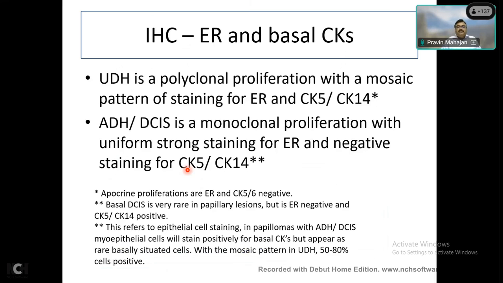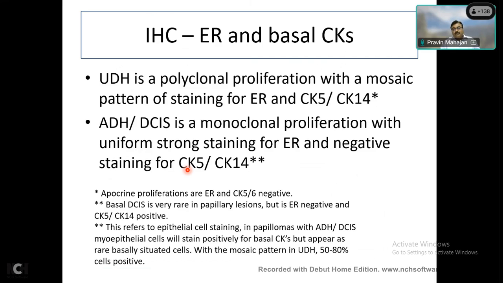Now, how do we use estrogen receptor and basal cytokeratins for papillary lesions? As I said earlier, UDH, that is usual ductal hyperplasia, is a polygonal population. So it will show you a mosaic pattern of staining for estrogen receptor as well as basal cytokeratin, which is CK5/6 or CK14. Whereas ADH and DCIS is a monoclonal proliferation. In such a proliferation, you usually see uniform staining for ER, provided that this proliferation is of low or intermediate nuclear grade.